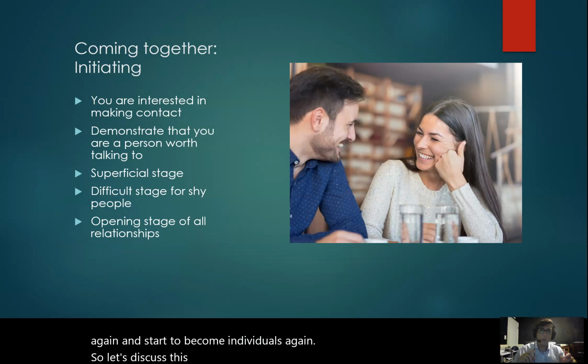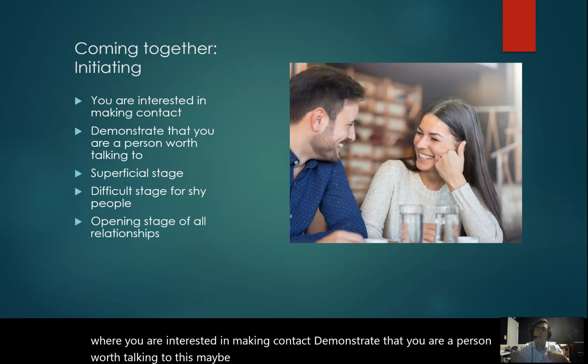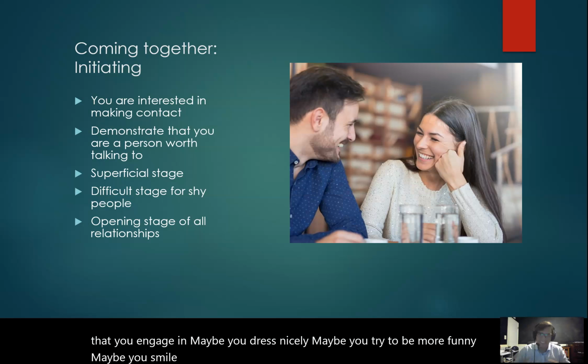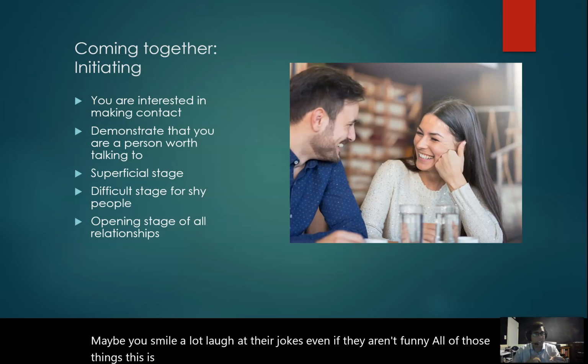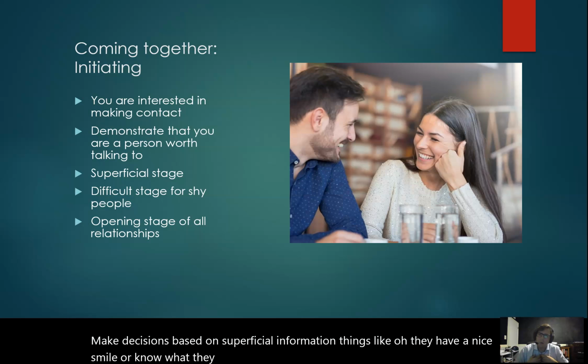We start with initiating or coming together. This is where you are interested in making contact. Demonstrate that you are a person worth talking to. This may be that first date. What are some of those behaviors that you engage in? Maybe you dress nicely. Maybe you try to be more funny. Maybe you smile a lot. Laugh at their jokes, even if they aren't funny. All of those things. This is a very superficial stage where we may make decisions based on superficial information. Things like, oh, well, they have a nice smile. Or, you know what? They seem like a kind soul.